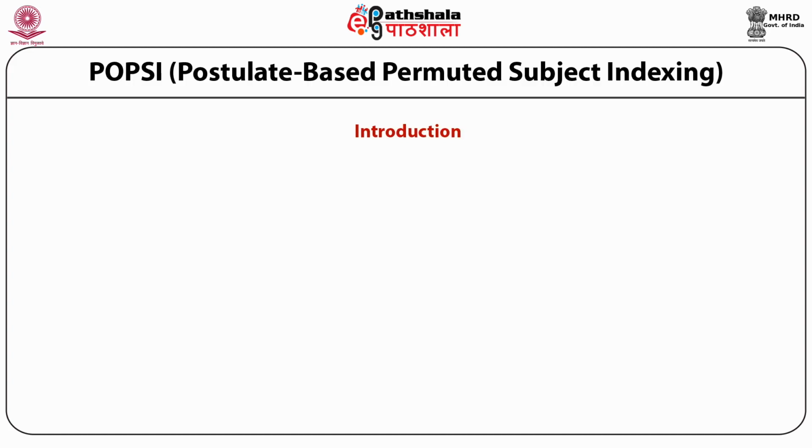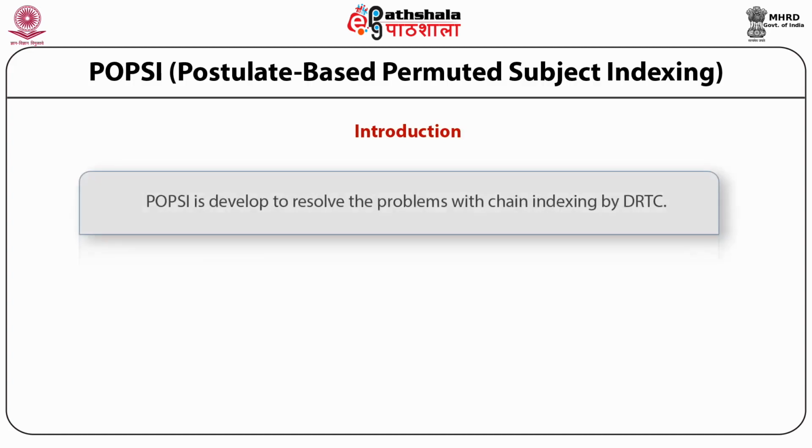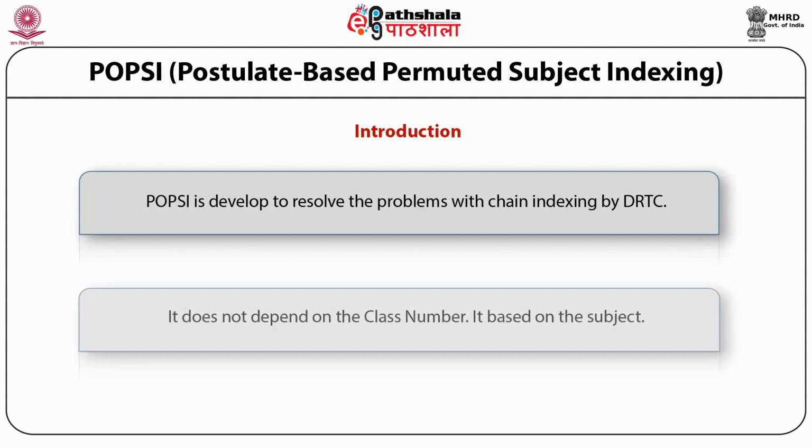It also suffers from the problem of disappearing chain. The information scientists of DRTC developed an indexing system free from these defects, which is called POPC. It does not depend on the class number, but it is based on Ranganathan's postulates and principles of general theory of classification. Hence, it is considered an improved version of chain indexing.